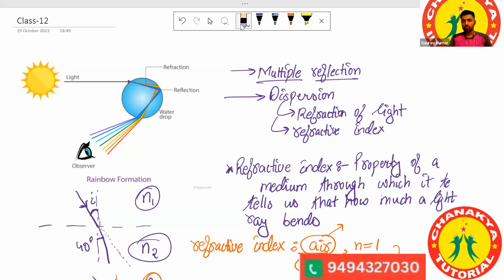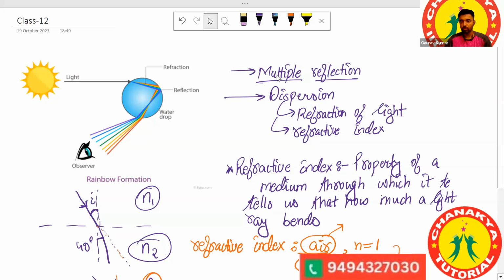Sir, how is the wavelength dependent on the refractive index? Is there any relation? If we are talking about relation, we can directly say that with change in wavelength there is change in the angle of deviation. Right now we don't need to know about the direct relation.